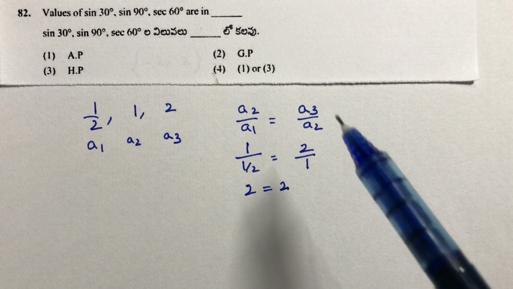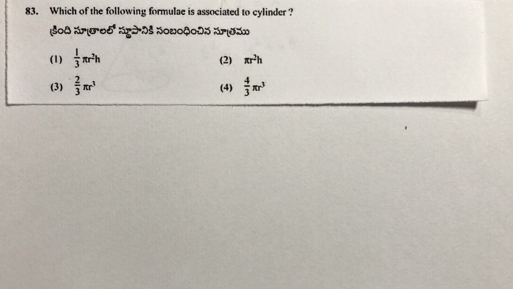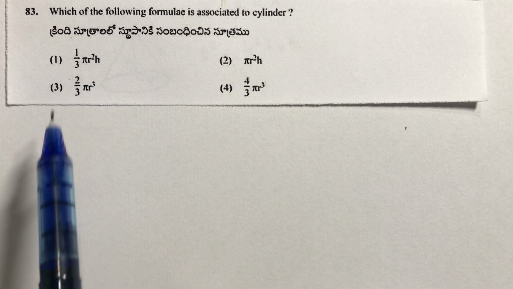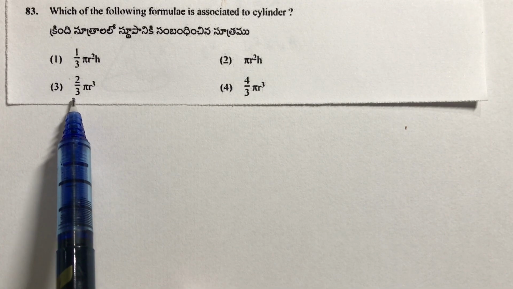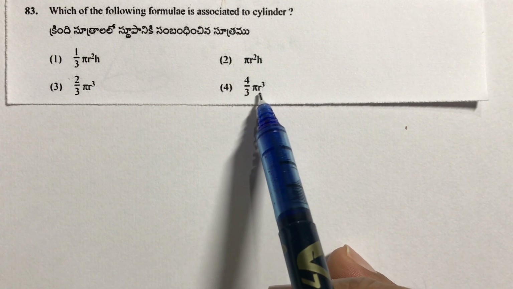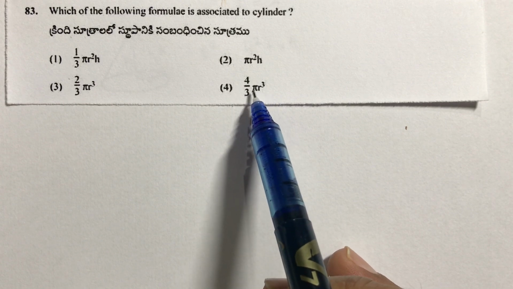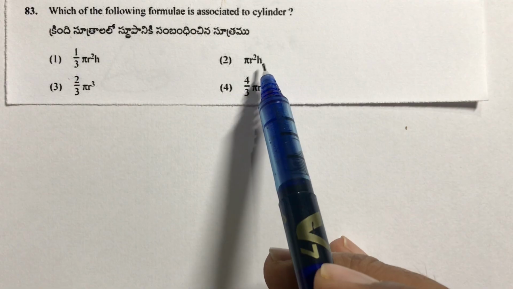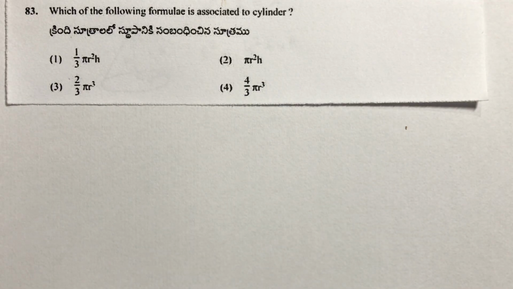So the correct answer is, the following formula is associated to cylinder. See, the first formula is for volume of cone, 1 by 3 pi r square h. The third one is volume of hemisphere, 2 by 3 pi r cube. And this one, 4 by 3 pi r cube, is the formula for volume of sphere. So the correct option is 2, because pi r square h is the volume of cylinder.